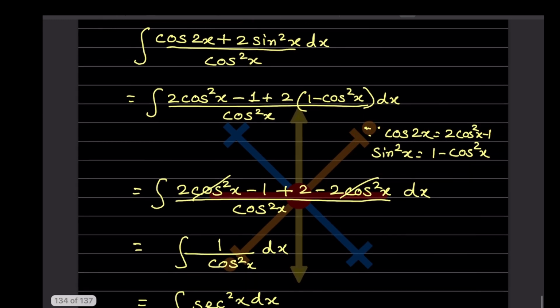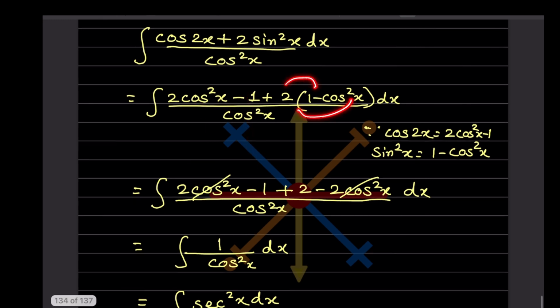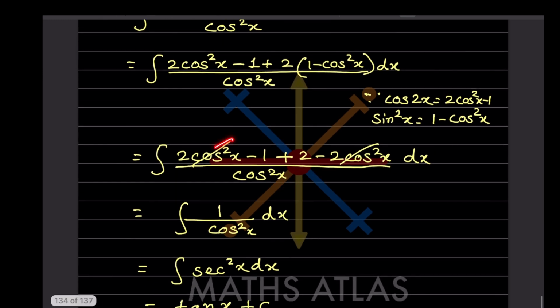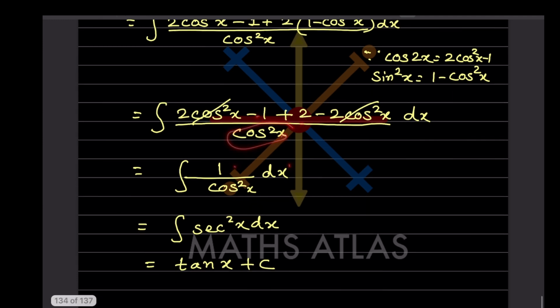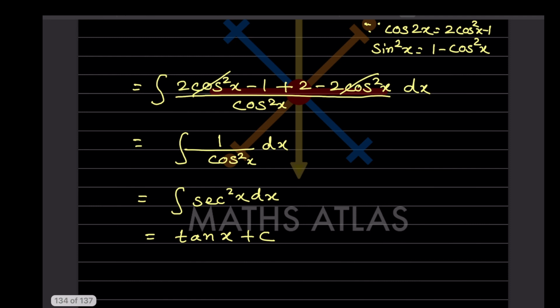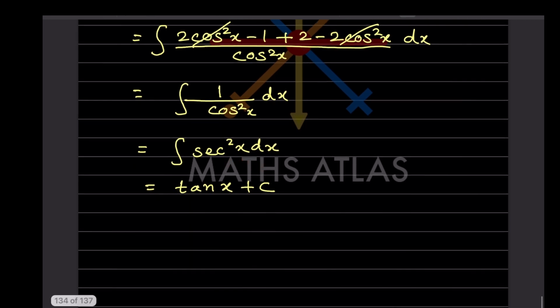Now you will write this as it is, this as it is. Now you will expand this one, so that will be 2 minus 2 cos square x, and dx, and the denominator as it is. Now we can cancel out the plus and minus, because this is plus 2 cos square x and this is minus 2 cos square x, that is cancelled. So minus 1 plus 2 is going to be 1, and then the denominator is the same. Now you know 1 by cos square x will be sec square x, and the integration of sec square x is tan x plus c. So this is the final answer.